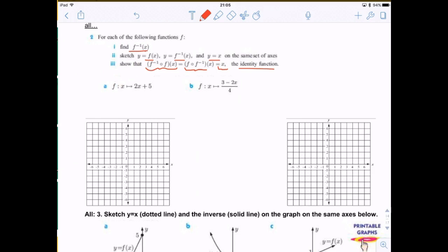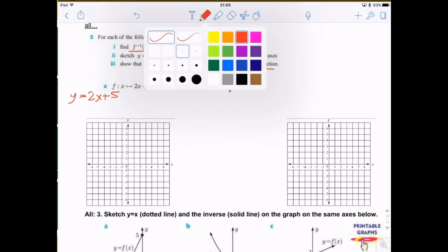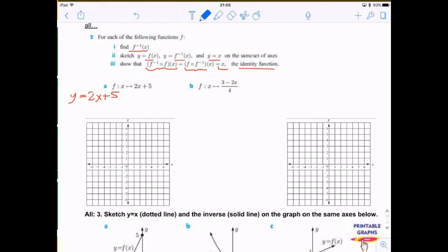And the easiest way to find the inverse function is to write it out as y equals 2x plus 5 and then do variable interchange. So we'll do variable interchange here. And the first step is to interchange y and x. And then we solve for y. So we're going to subtract 5 from both sides. We're going to get x minus 5 equals 2y. We divide both sides by 2, and we get y equals x minus 5 divided by 2.